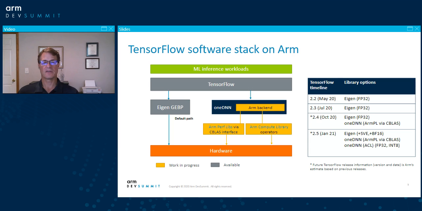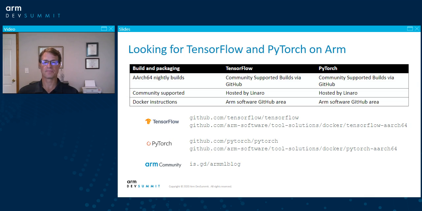Then we have oneDNN as a new implementation backend. We started with TensorFlow 2.4 to add the oneDNN support, which is with the ARM Performance Library via CBLAS. In the future, we will extend that oneDNN backend to add the ARM Compute Library, including support for int8. So we'll go through some of these things and some of the libraries, what they mean and how they apply to machine learning.